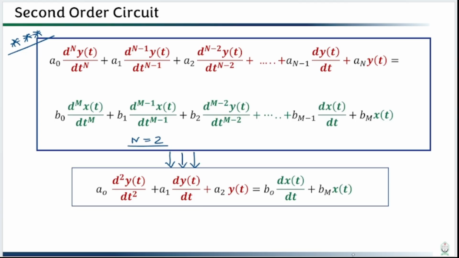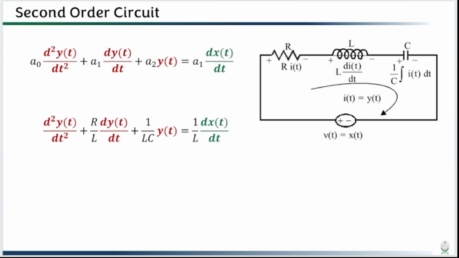Why is the second order differential equation important? Because we have already seen that in most of the cases, the practical electrical circuit consists of resistor, capacitor, and inductor. That makes it an RLC circuit. And while defining this RLC circuit, we end up with a differential equation something like this. So we can call them second order circuits because their defining differential equation is of second order.